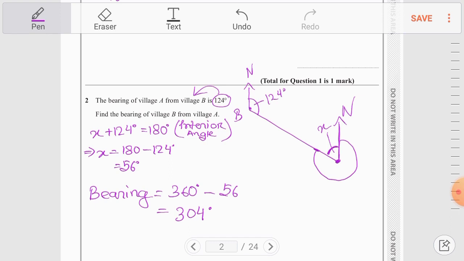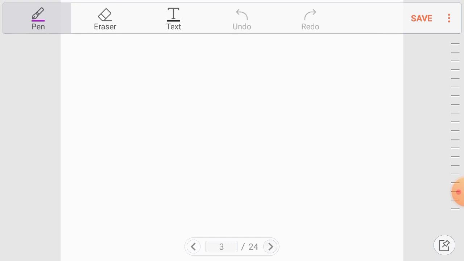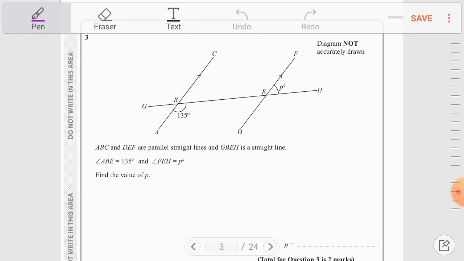I hope question number 2 was clear. Moving to question number 3. A, B, C and D, E, F are parallel straight lines, and G, B, E, H is a straight line. Angle ABE is 135 degrees, and angle FEH is P degrees. Find the value of P. In order to find the value for P, we need to find this angle.